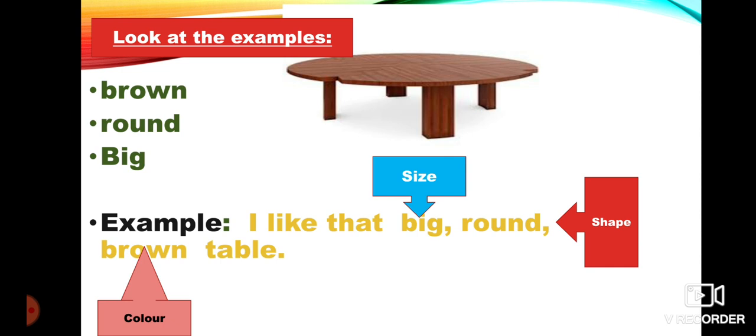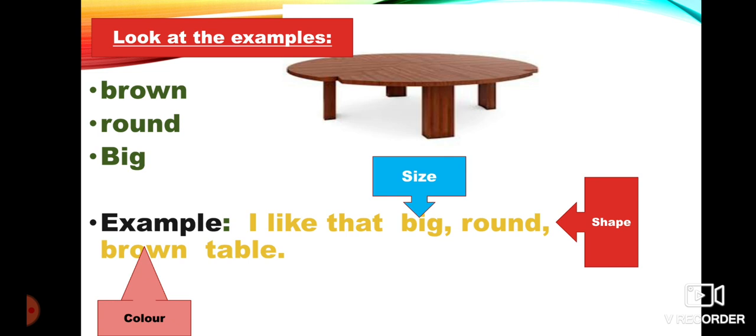First children, if I ask you one by one to describe the table, then some of your friends will tell me that it is a brown table. And some friends will also mention that it is a round table. Some of you will tell me that it is a big table. But now children, if I ask you to put all the three adjectives, that means brown, round, big, in correct order and to write a sentence, then how could you do that? You can write the sentence in this way.